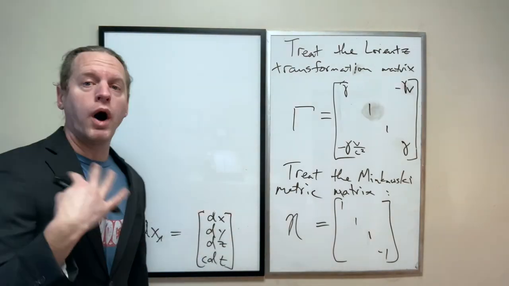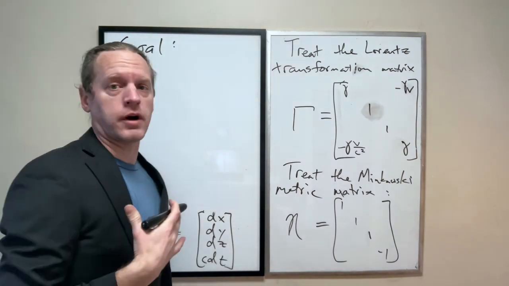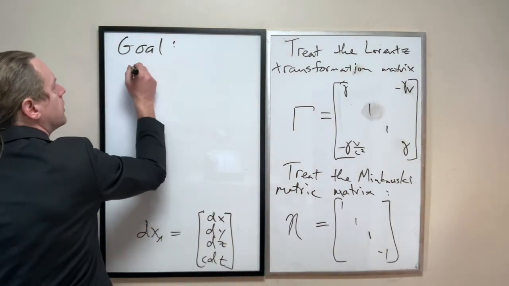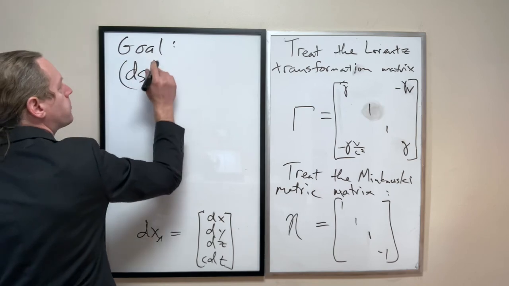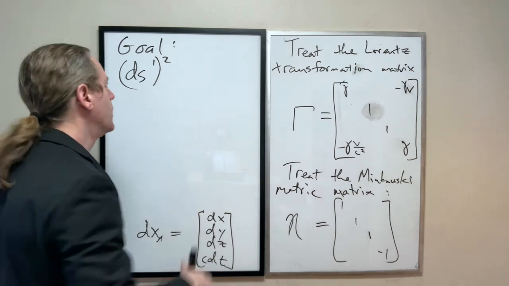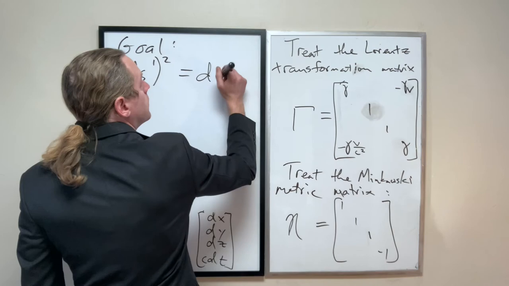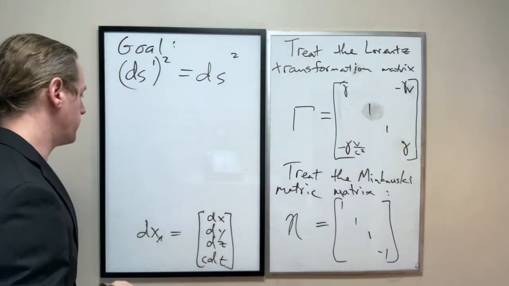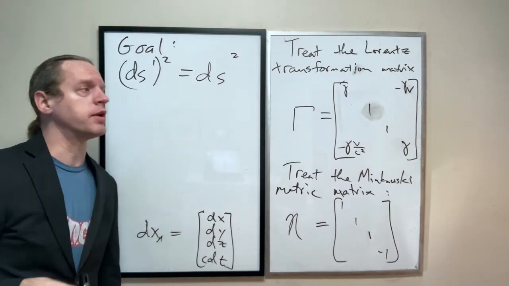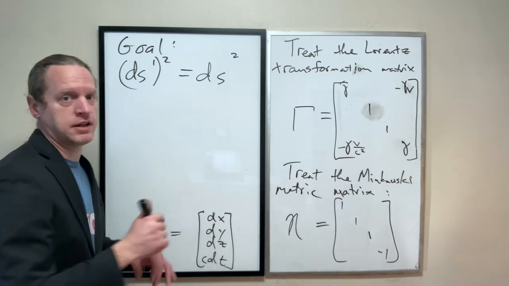Okay, so what we want to do now is the goal. We want to show here, if the statement I gave at the beginning of this is correct, that if you take ds in the prime frame squared, or really, you don't need parentheses there, but whatever, that just indicates that it's in the prime frame, that should equal ds in the normal S frame. And remember, this is the space-time interval that we defined, and we'll write it out here in a moment, but we defined it to be dx squared plus dy squared plus dz squared minus cdt squared.